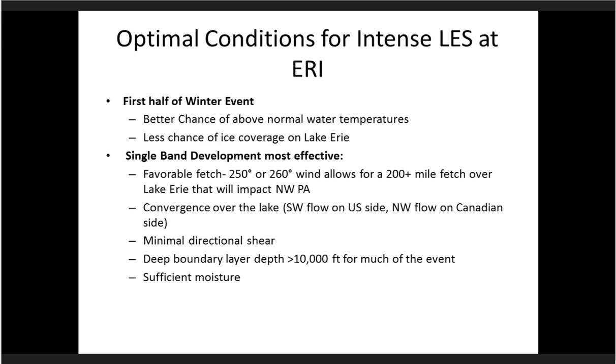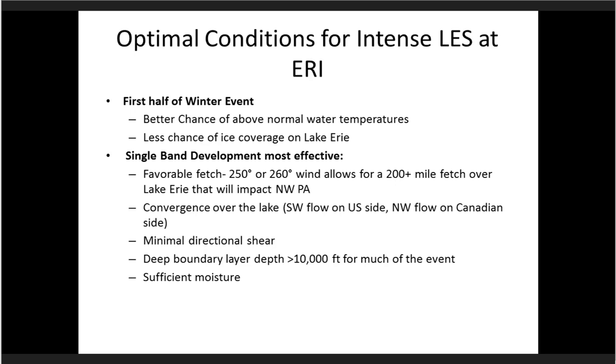In addition, another factor we consider is the band shape or formation. A single-banded form with a fetch coming in with a wind direction from about 250 to 260 allows a 200-mile fetch across the lake that then intersects the south shore of the lake near Erie, PA. That's the optimal, or the worst case, depending on your frame of mind, for snowfall there.